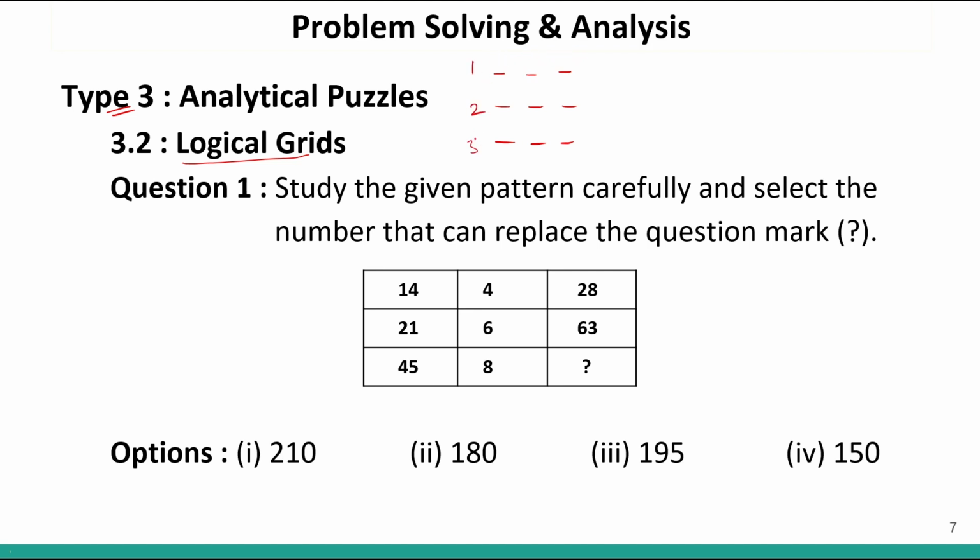So if we consider this the third row and this the first number and the second number, certain operations are being done on the first and the second number to get the third number. So either which way you can get a question on logical grid. Okay, now let us look at this question.